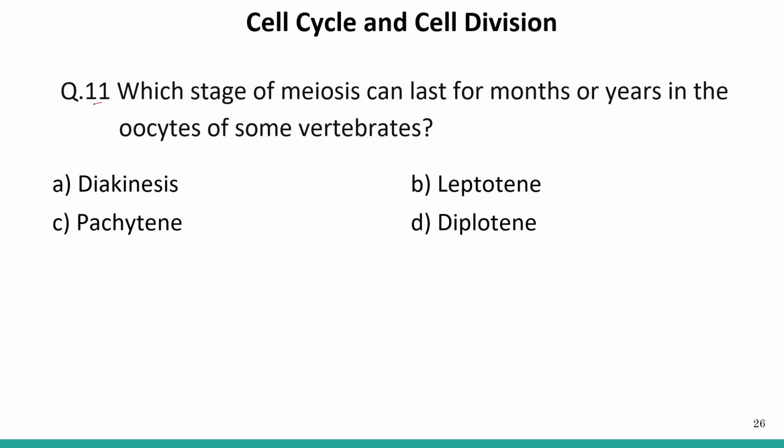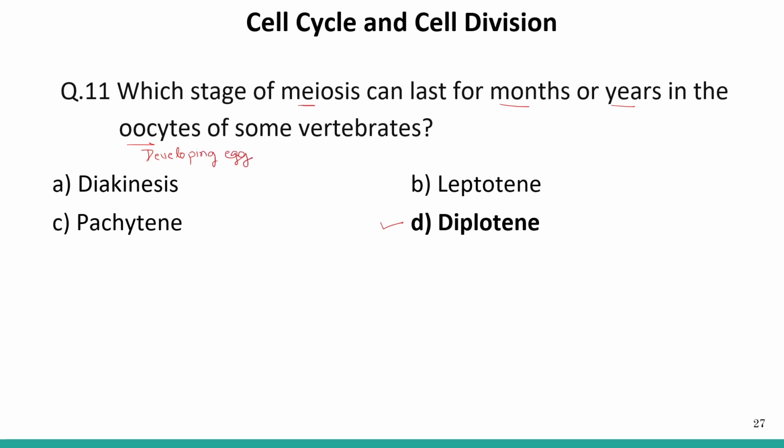Now coming to the next question. Here they are asking which stage of meiosis can last for months or years in the oocytes of some vertebrates. Okay, what should be the answer? Options are diakinesis, leptotene, pachytene and diplotene. So the answer is diplotene. Sometimes what happens, meiosis, known as the reductional division, can last for months or even years in the oocyte. Now what is an oocyte? Oocyte is a developing egg.